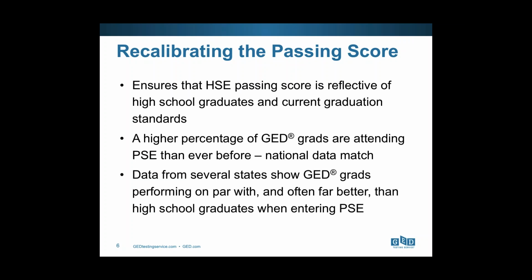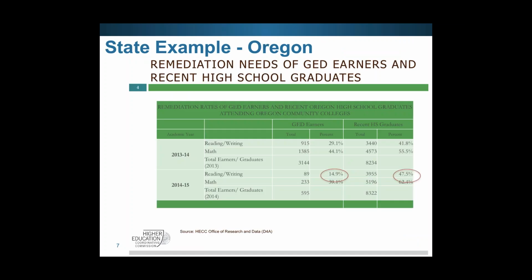And so just to give you one example of that, this is courtesy of the Higher Education Coordinating Commission out of Oregon. So this represents all of the higher learning institutions in Oregon. And just quickly, if you look where I put some red circles down here, you'll see that in the 2014-15 school year in reading and writing, traditional high school students on the right needed remediation at the rate of about 48%. And if you look at GED earners, that was around 15%. For math, 62% or so for recent high school graduates, and about 40% for GED graduates.